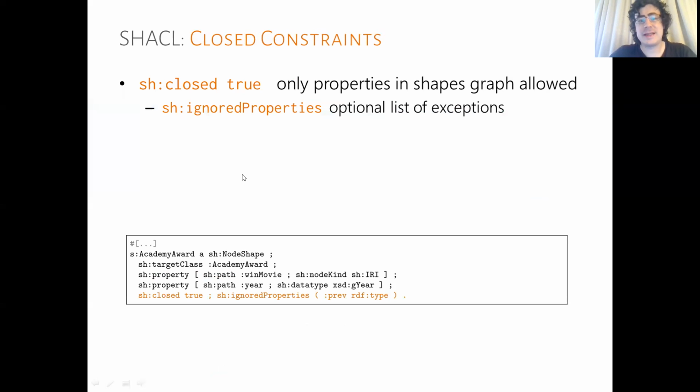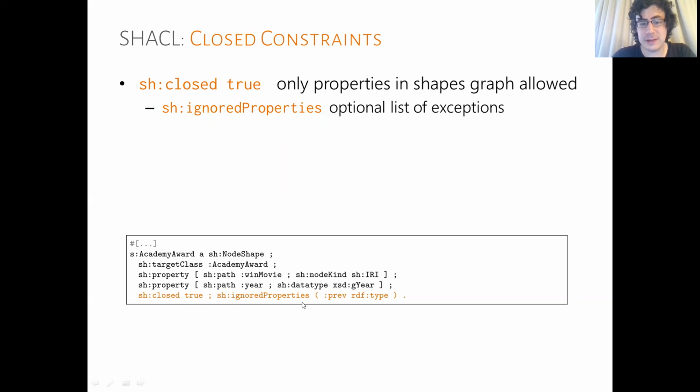Okay, last type of constraint are closed constraints. So we can say, for example, that only the properties in the shapes graph are allowed. So what does that mean? It's hard to formally define what that means. So it's better to look at an example. So we define Academy Award as a node shape, which targets the Academy Award class. And we have two property shapes, win movie and year. And we say then it's closed, okay?